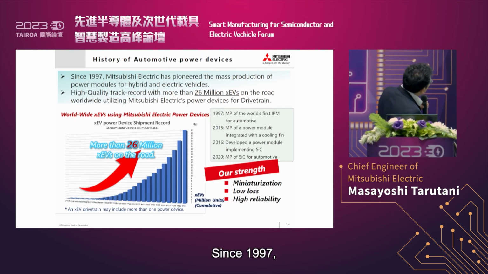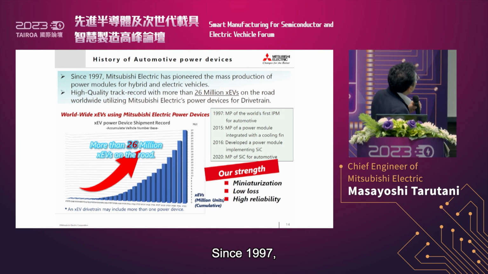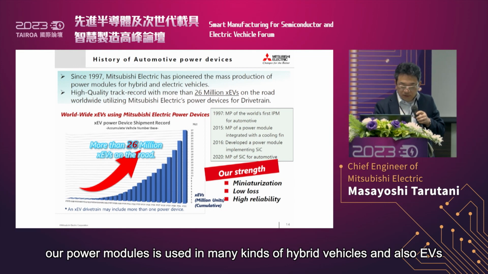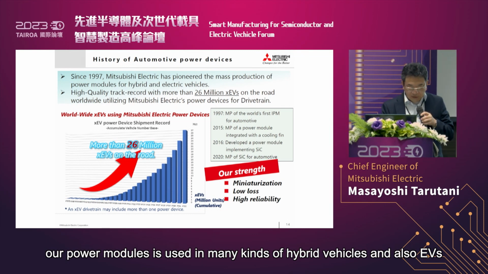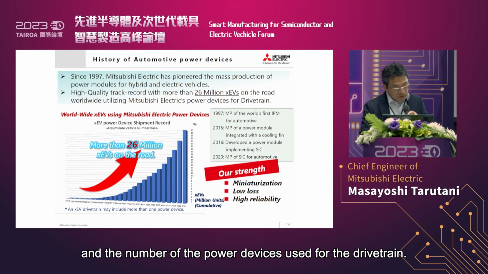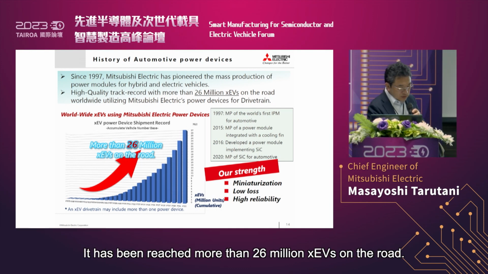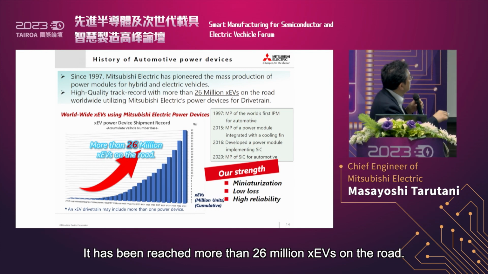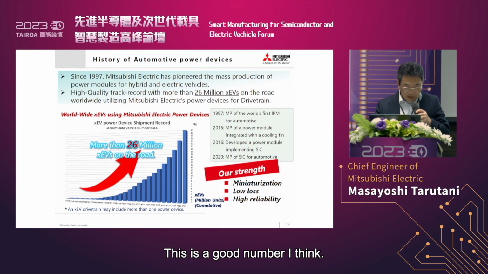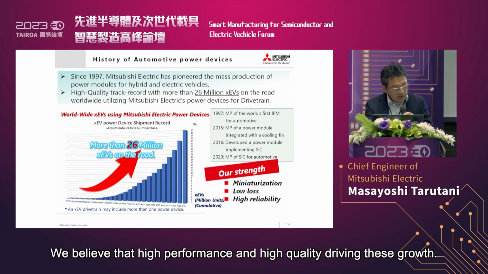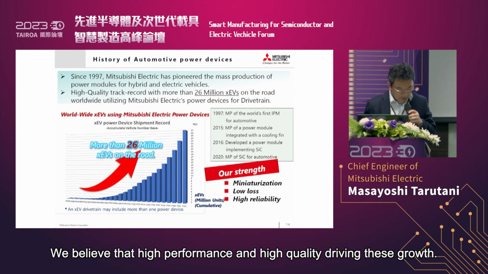And since 1997, our power modules have been used in many kinds of hybrid vehicles and also EVs. The number of power devices used for the drivetrain has reached more than 26 million xEVs on the road. This is a good number, I think. And we believe that high performance and high quality are driving this growth.